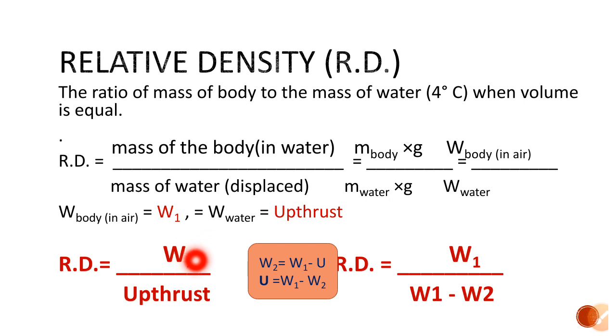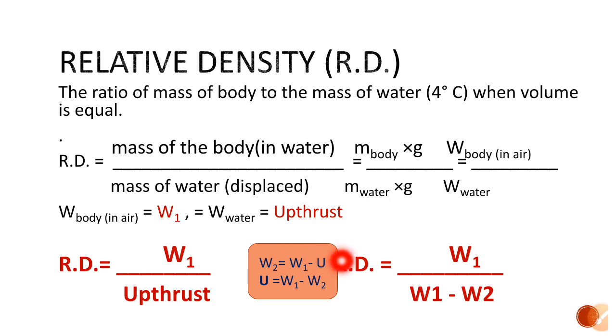Okay, but here the upthrust is equal to what? See here we know that the upthrust is the loss in weight. W2 is equal to W1 minus U, where U means upthrust. So upthrust is equal to W1 minus W2, that is the loss in weight.